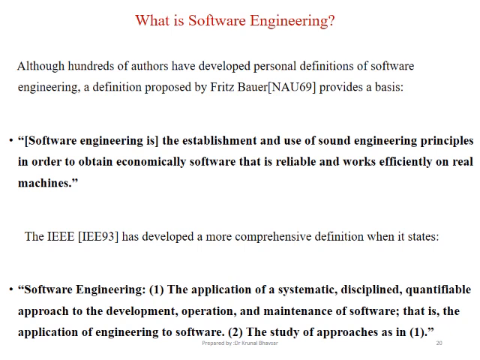The IEEE 93 has developed a more comprehensive definition. The IEEE definition of software engineering is: the application of a systematic, disciplined, quantifiable approach to the development, operation and maintenance of software; that is, the application of engineering to software. And the study of approaches is in that regard of engineering. It is a part of software engineering.